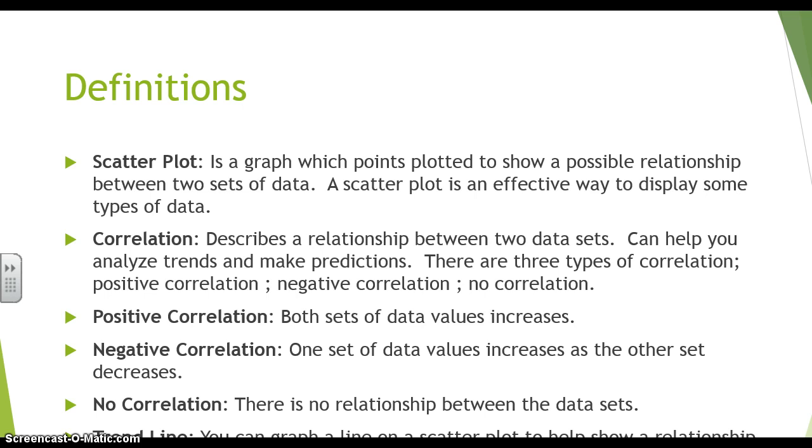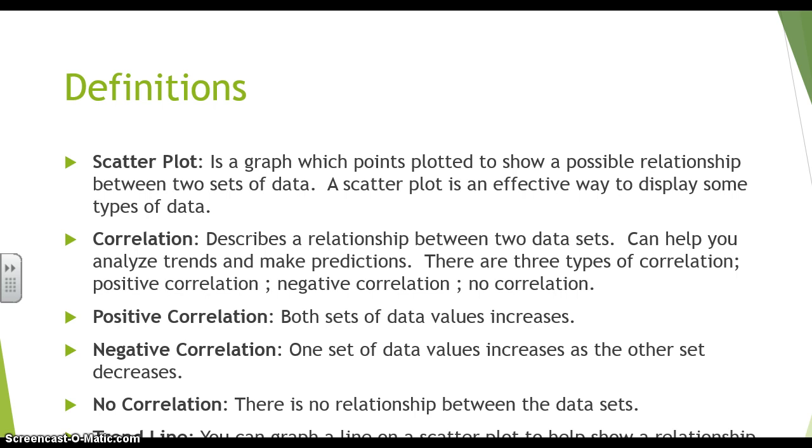Some of you might have seen a scatter plot graph before, and you'll see some examples here in a little bit. But a scatter plot is a graph which plots points to show a possible relationship between two sets of data. A scatter plot is an effective way to display data that you'll see. A correlation describes the relationship happening between two sets of data.